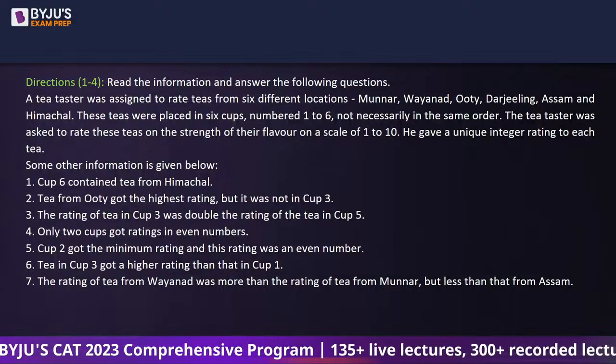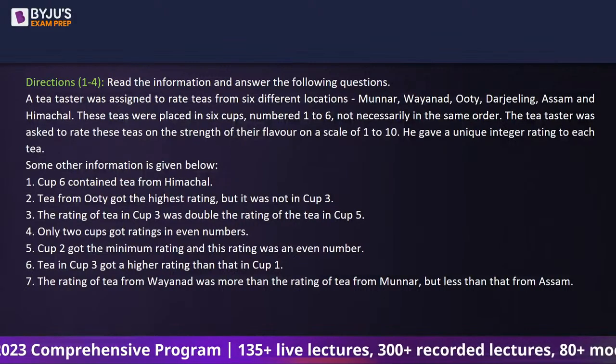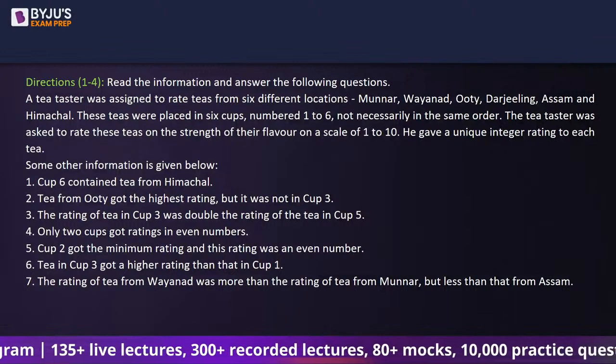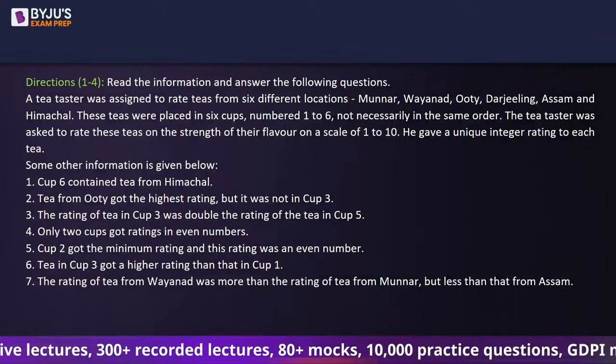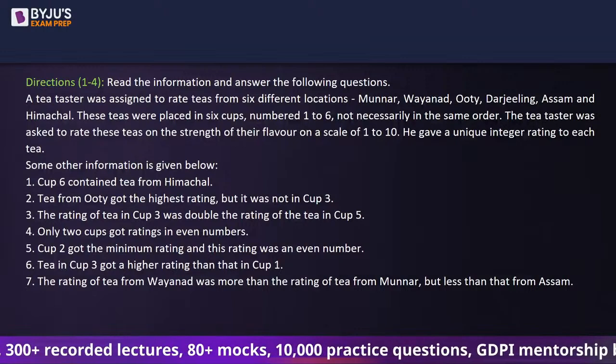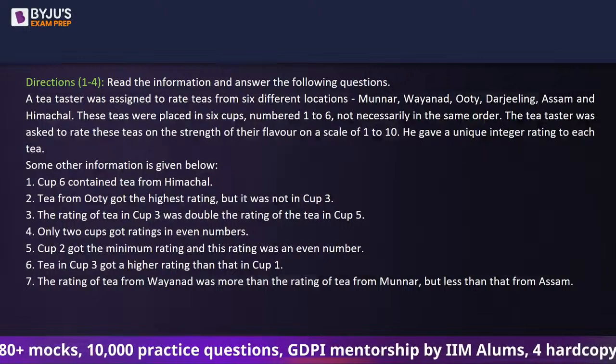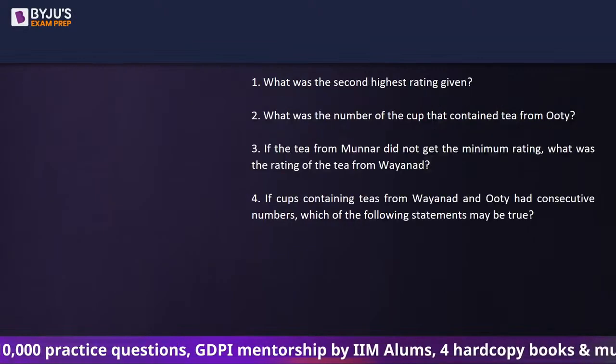Okay, so we have 3 attributes here. The first attribute being the location, the second one being the cup number, and the third one being the scale or the point awarded to it. So let's look at the questions and then decide how to proceed with it.